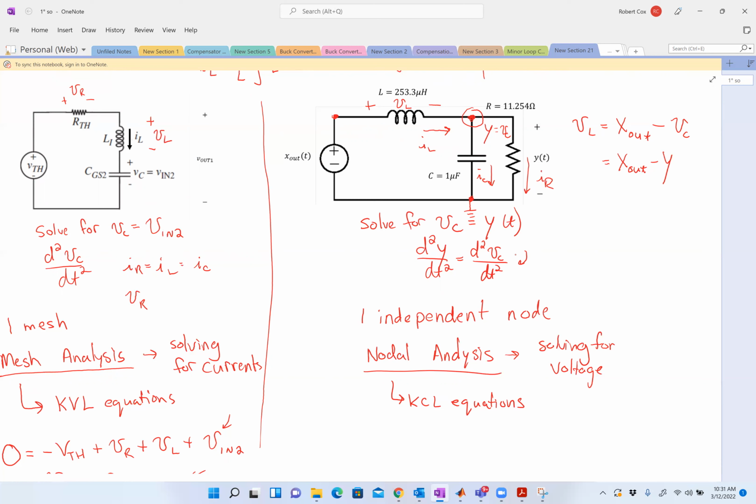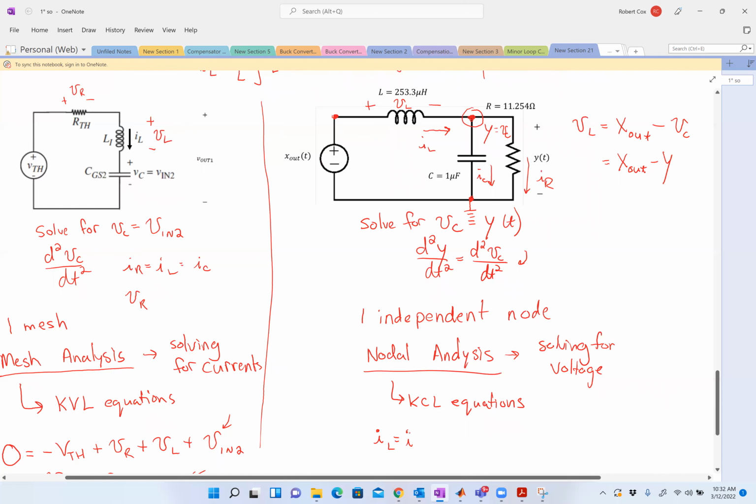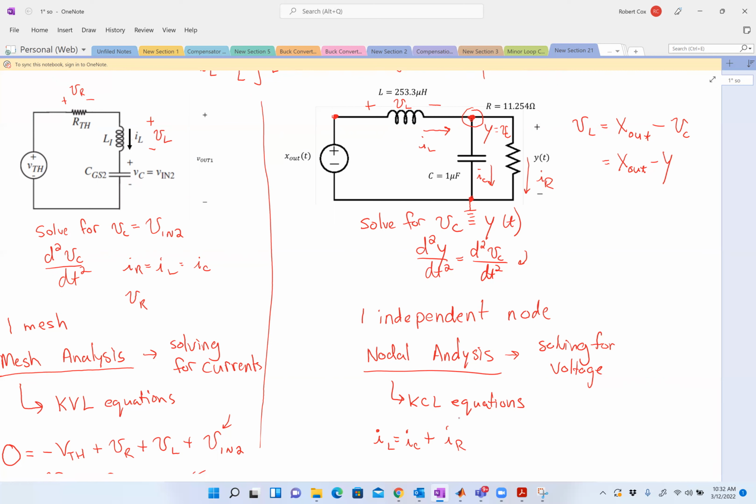So I look at this here and I say, all right, I have a current going into this node, I sub L. I have I sub C coming out, I sub R coming out. So I can say my nodal equation is I sub L equal to I sub C plus I sub R. Now you can write that any way you want. You could have said I sub L minus I sub C minus I sub R equals zero, right? That's an equivalent statement. You could have said I sub C plus I sub R minus I sub L is equal to zero, right? Also fine. I usually write mine in terms of currents going in equal currents going out.